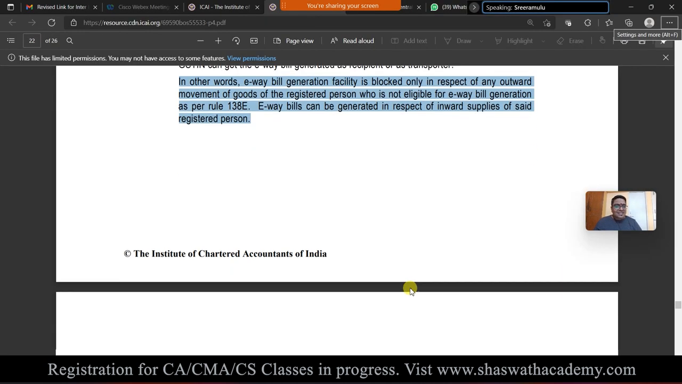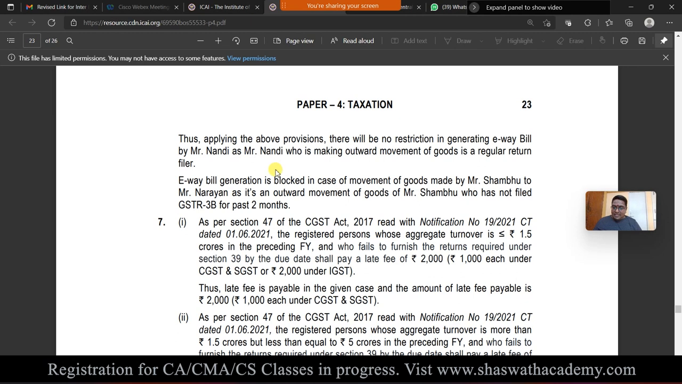So let's go for the answer and check with the answer. What does the answer say? Thus, applying the above provision, there will be no restriction for generating e-waybill by Mr. Nandi. As Mr. Nandi was making outward supply, he is regular in filing the return. E-waybill generation is blocked in case of movement made by Mr. Shambhu to Narayanan, as it is an outward supply movement of Mr. Shambhu who has not filed the return for 2 months. Finally, they have come to the conclusion of what we have understood.